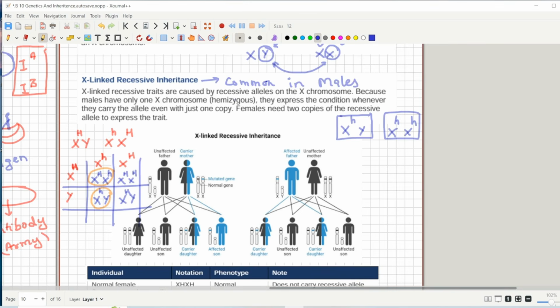Most of the X-linked recessive inheritance also contains diseases. So X-linked recessive diseases are very common. You have to memorize their names. The first example is hemophilia.